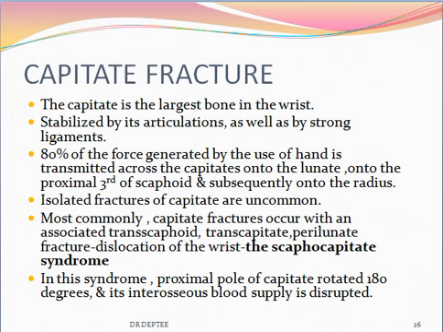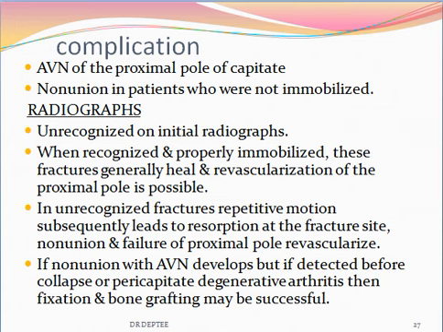Isolated fractures of capitate are very uncommon. It is mixed fractures which we see in capitates. Most commonly, capitate fractures occur when an associated transscaphoid transcapitate prelunate fracture dislocation of the wrist is there. The scaphocapitate syndrome, as we call it, where we have scaphoid, capitate and lunate all getting affected. In this syndrome, proximal pole of capitate rotates 180 degrees, full tilt, and its intraosseous blood supply is also disrupted. The complications of capitate fracture could be avascular necrosis, which is mainly seen over the pole of the capitate.